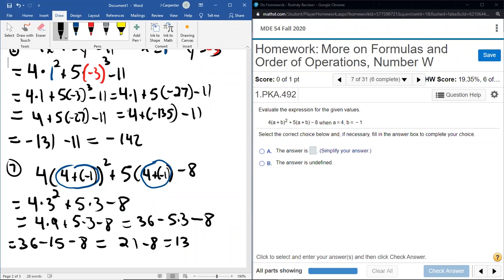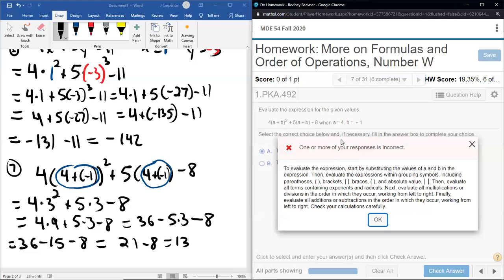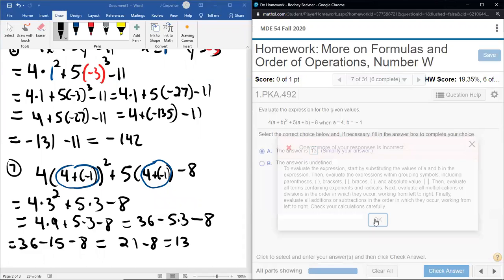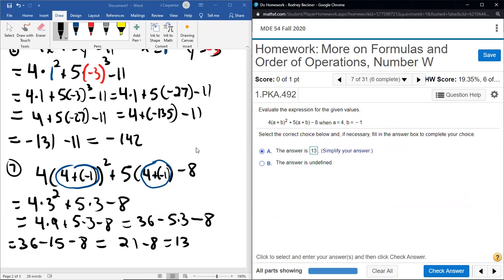Do we trust me or not? No, we made a mistake. Where might the mistake be? I love doing this. I'm sorry. I know I'm mean about this sometimes. Where could our mistake have been? Well, we try and find it, right?